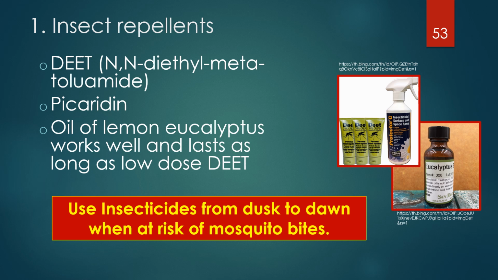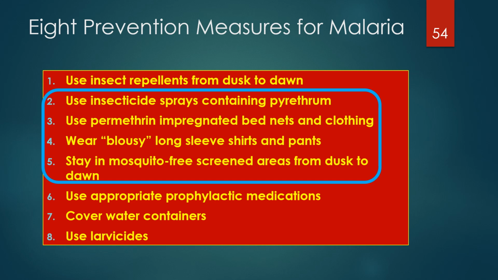Insect repellents should be used from dusk to dawn, the main feeding time for Anopheles mosquitoes. Insect repellents to consider include DEET, N,N-diethyl metatoluamide, picaridin, and oil of lemon eucalyptus. Oil of lemon eucalyptus works well and lasts as long as low-dose DEET. 2. Use insecticide sprays containing pyrethrum. Pyrethrum kills on contact. Consider using pyrethrum-containing sprays in living rooms and bedrooms in the evening when Anopheles mosquitoes feed.